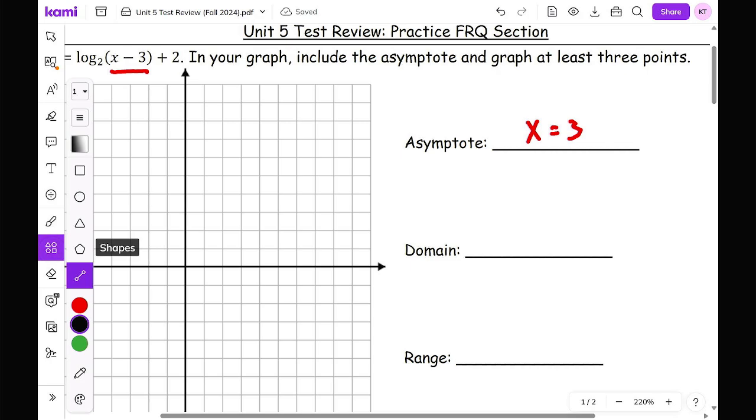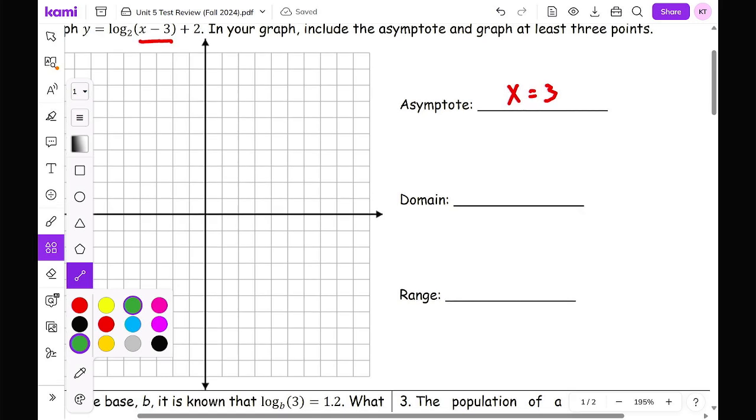Then I'll go ahead and draw the asymptote. So at x equals 3, we'll draw a line there. All right.